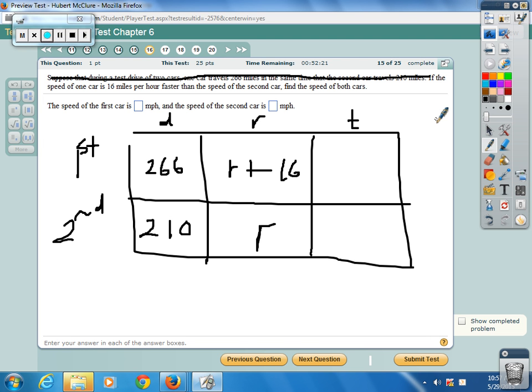And what do we say time was equal to? Distance divided by rate. So that's 266 over r plus 16, and 210 over r. So, set them equal to each other.